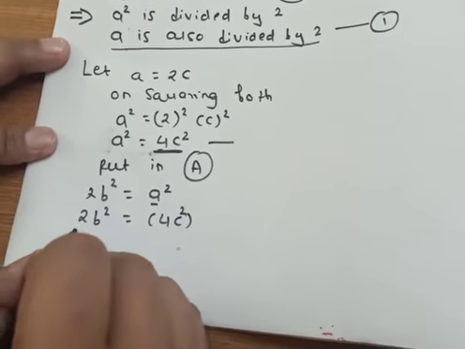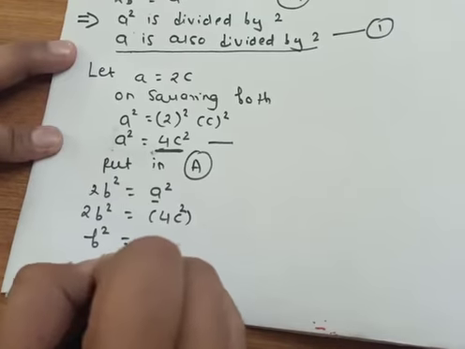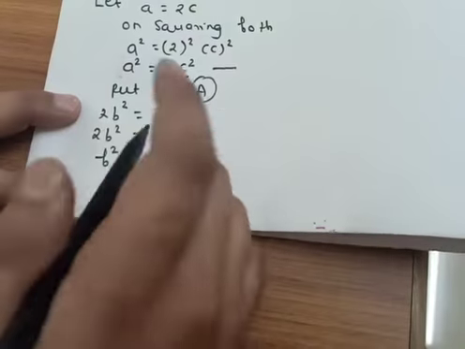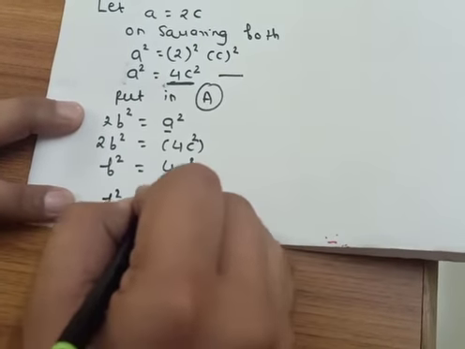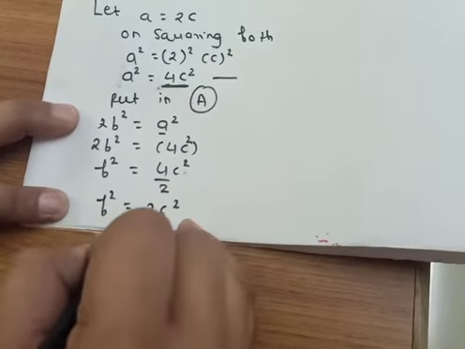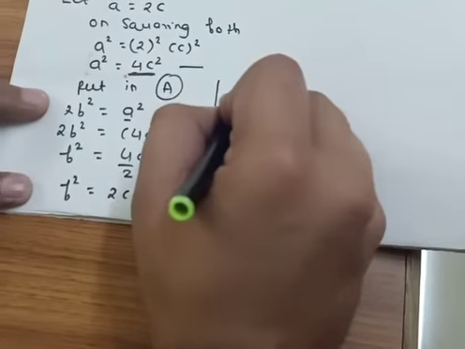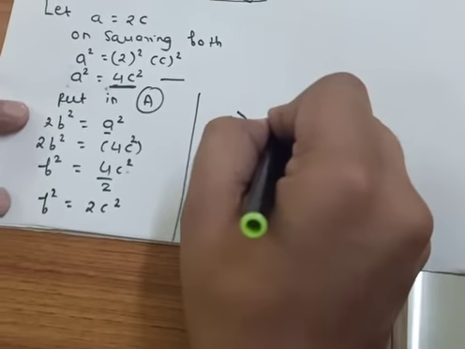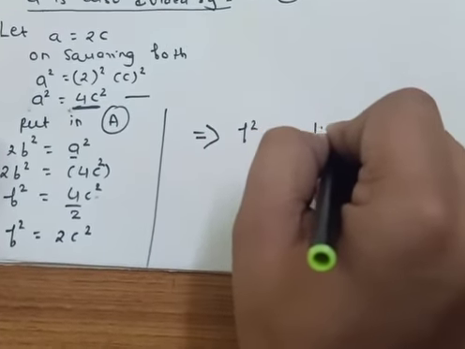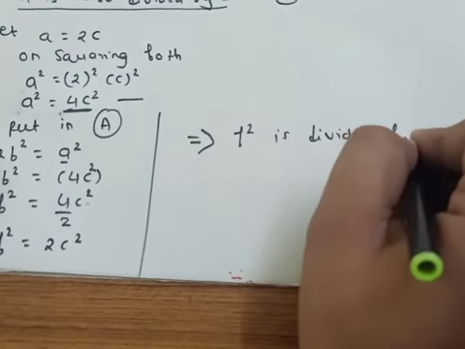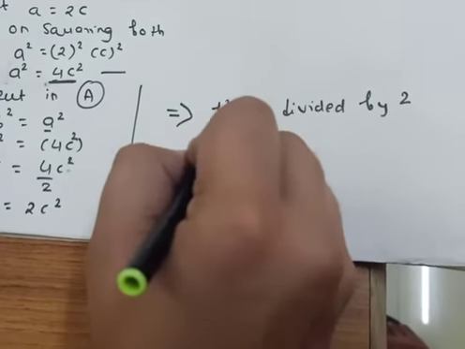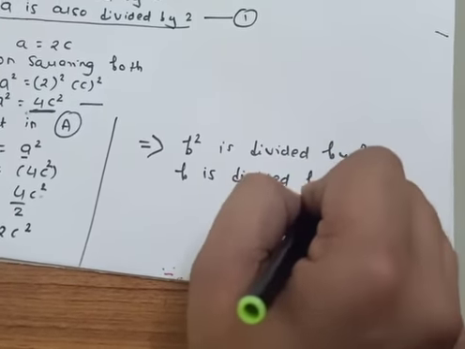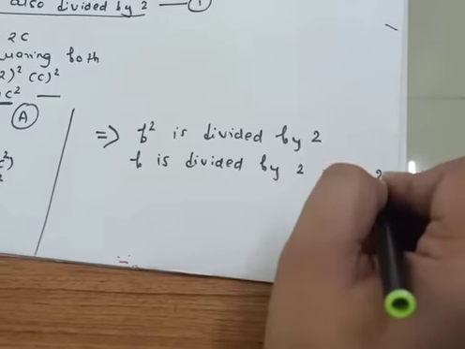When 2 shifts to this side, b square equals 4c square upon 2, because when it is shifted to this side it divides. So b square equals 2c square. What does it imply? It implies that b square is divided by 2. If b square is divided by 2, b is also divided by 2. This is equation number 2.